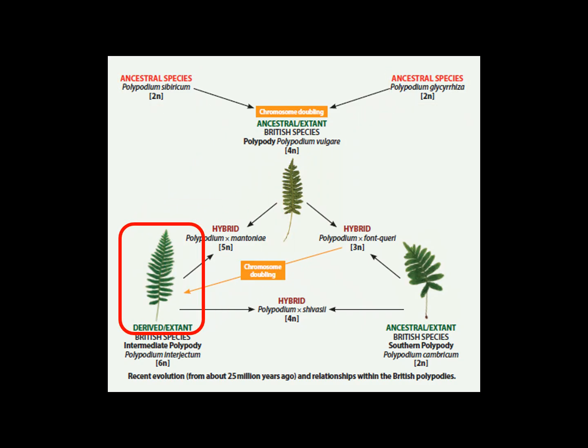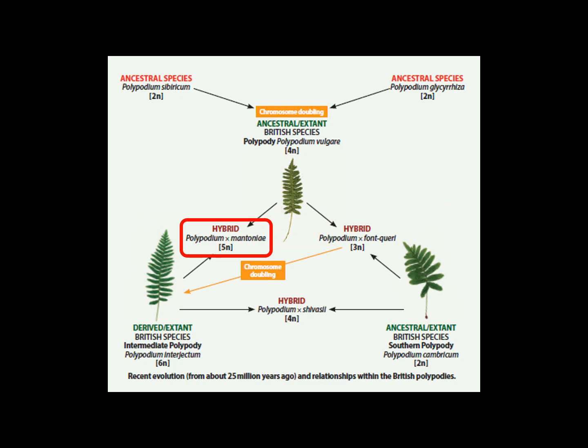Our third species, the western or intermediate Polypody, Polypodium interjectum, has 6 sets of chromosomes derived by the crossing of the common and southern Polypodies. Its being a distinct species requires a bit of explanation. First, though, the 3 hybrids.